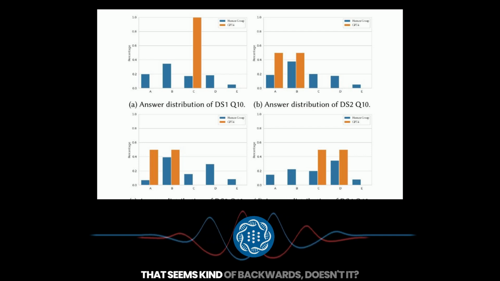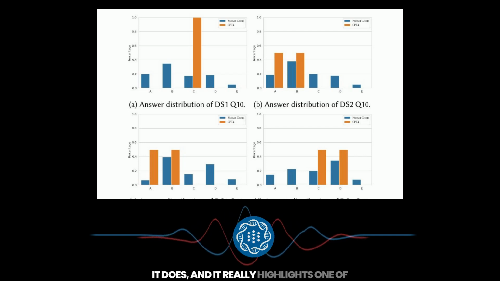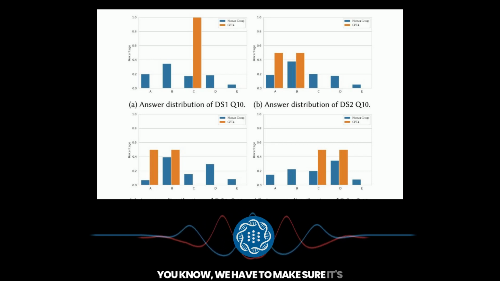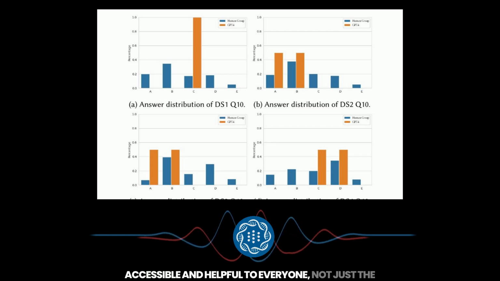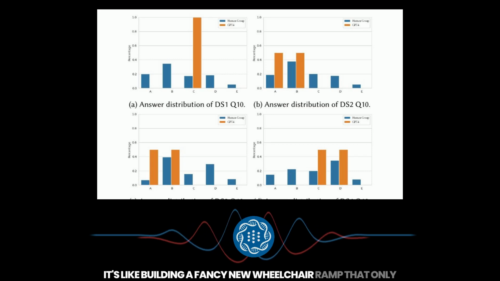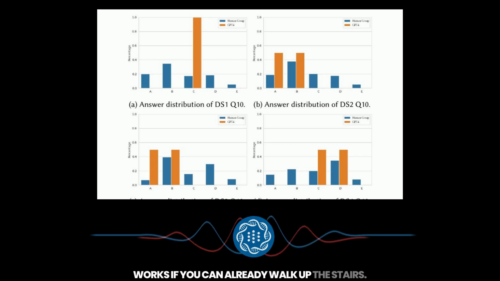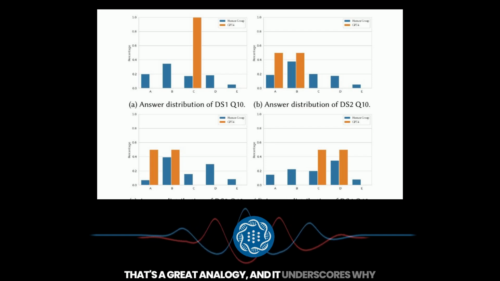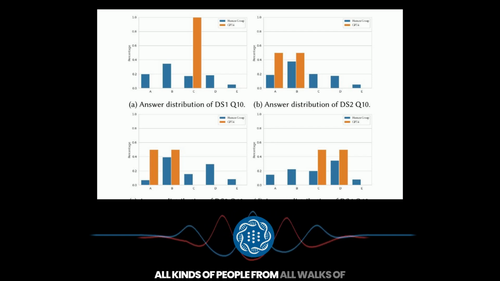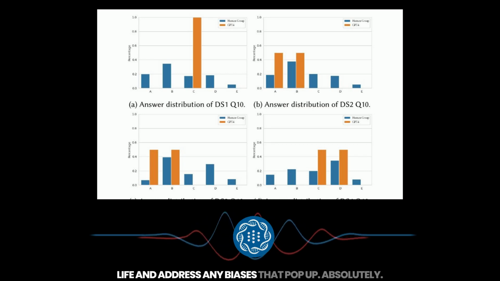Right, exactly. That seems kind of backwards, doesn't it? It does. And it really highlights one of the biggest challenges of building AI for healthcare. We have to make sure it's accessible and helpful to everyone, not just the people who are already comfortable navigating the system. It's like building a fancy new wheelchair ramp that only works if you can already walk up the stairs. That's a great analogy, and it underscores why it's so crucial to test these technologies with all kinds of people from all walks of life and address any biases that might pop up.